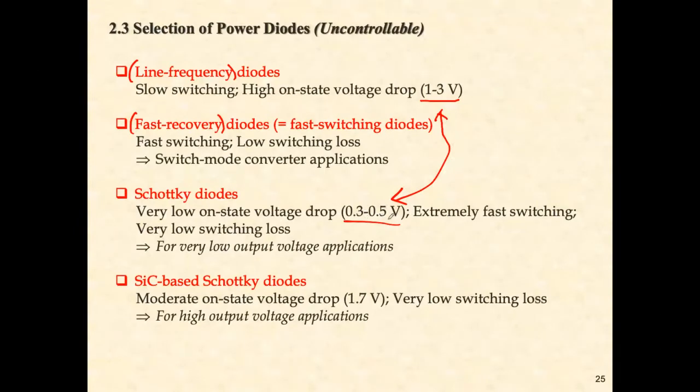Here it is just point something volt, but here it starts from 1. Although those values are only for reference, we can see that we have some ideas. It is very good for extremely fast switching, and the switching loss is also very low. So this one is very good for very low output voltage applications.